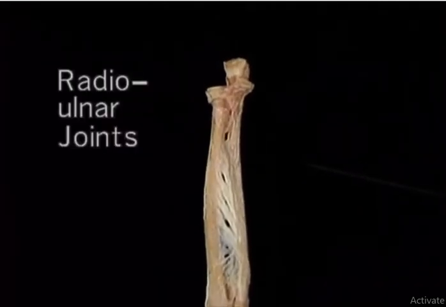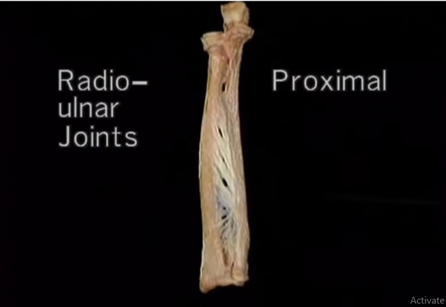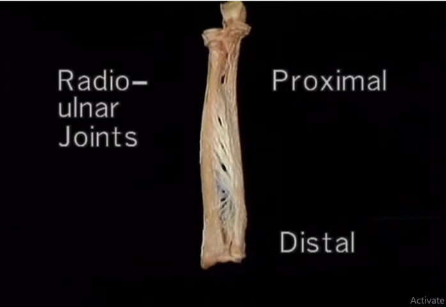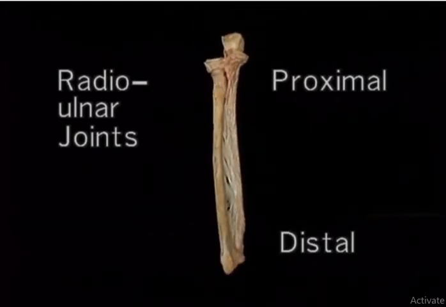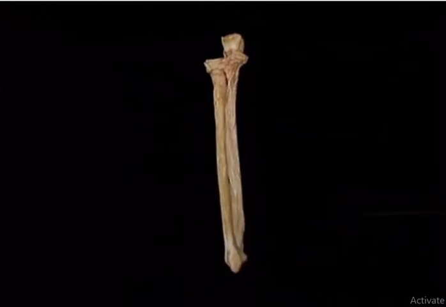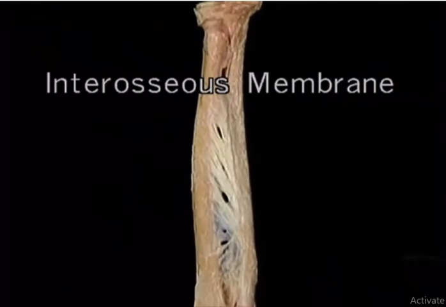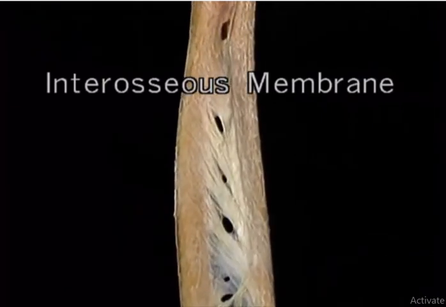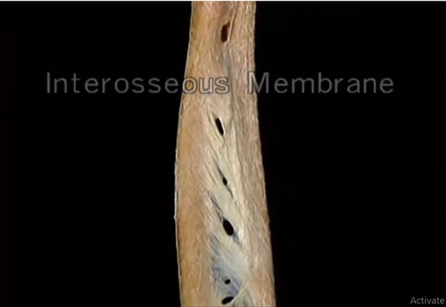The 2 bones are held together by 2 radio-ulnar joints, the proximal and the distal. Forearm rotation happens simultaneously at both these joints. The 2 bones are also held together along most of their length by the strong but flexible interosseous membrane, which prevents the 2 bones moving lengthwise relative to each other.